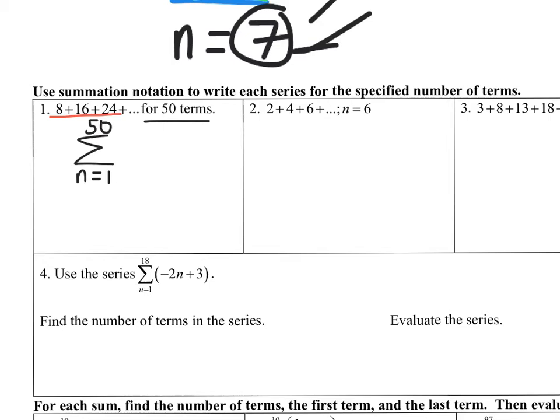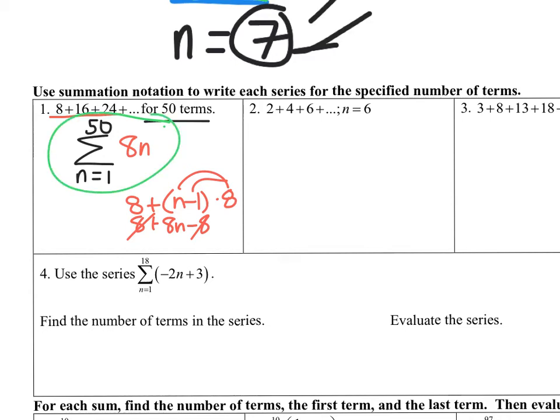So I'm going to write the explicit formula for this sequence. It's 8 plus n minus 1 times 8, because the common difference is 8. And then I simplify this. So this is going to be 8 plus 8n minus 8. This turns out to be 8n. So my new formula, or my new summation notation, is written like that.